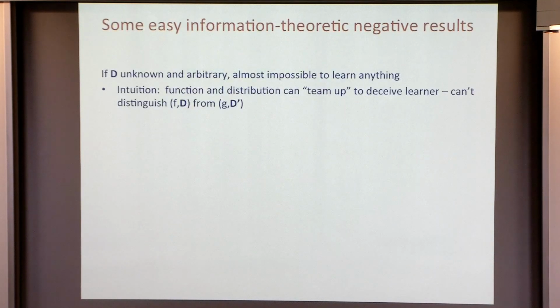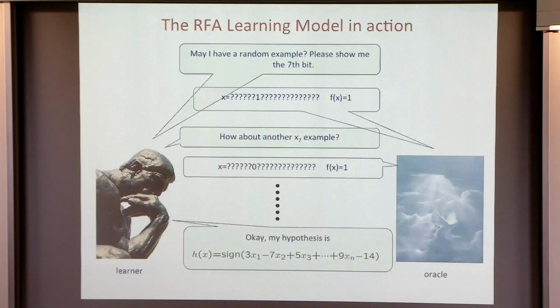So what can we say? Well, we can say some bad news, of course. It's very easy to see that if your distribution is unknown and arbitrary, it's almost impossible to do anything in this framework. Yeah? In PAC learning, the learner can't specify anything about the examples you want to see. And here, you're allowing the learner to specify something about it.